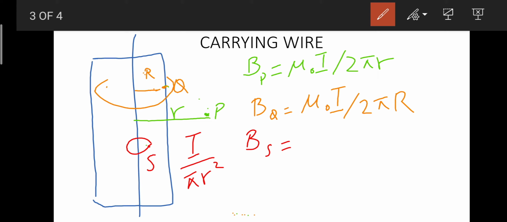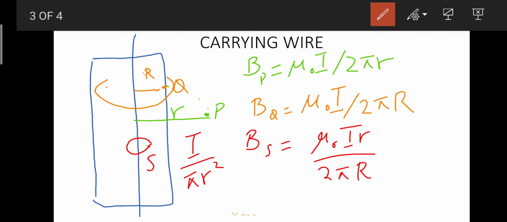So for this particular case, we will put the value of I to be I over pi R square into pi r square. So ultimately, the final result which we will get would be mu naught I r divided by 2 pi R square, right? You don't need to go into the detail, just remember that if we choose a point inside the conductor, B would definitely change in this particular case.